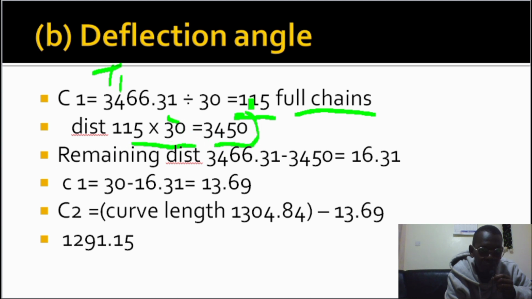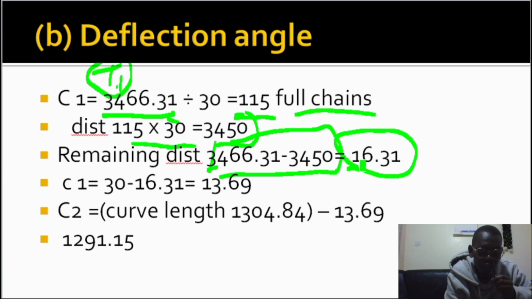So the distance covered by the 115 full chains is 3450. That means the remaining distance that was to be covered in order for me to reach T1, I'll subtract the full chainage from those of T1, and the remaining distance will be 16.31. So my first chord will be 30, that is a full chain, that is 30 meters, minus 16.31, getting my answer as 13.69 meters. Then I'll go ahead and calculate C2, that is the second chord, and the adjacent chords.